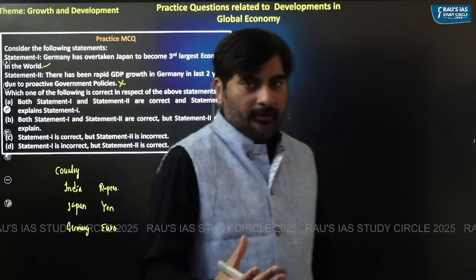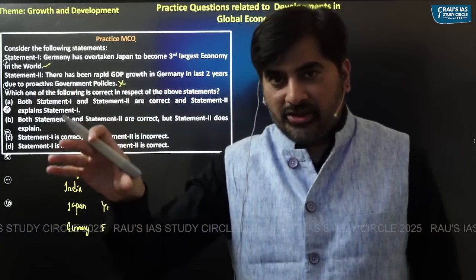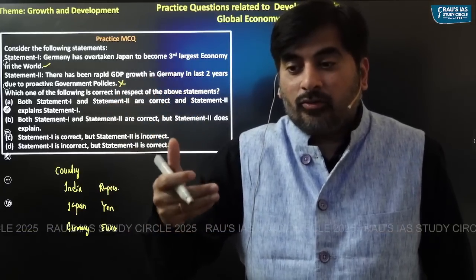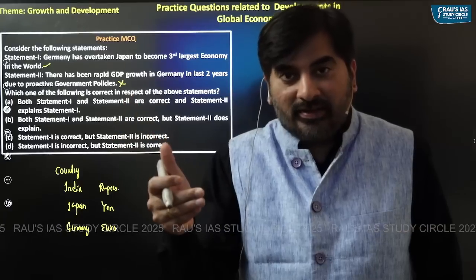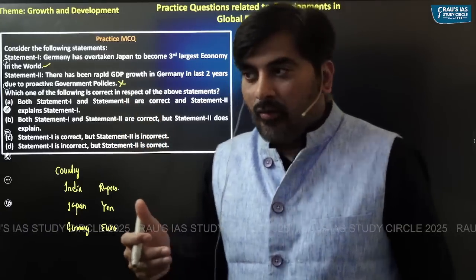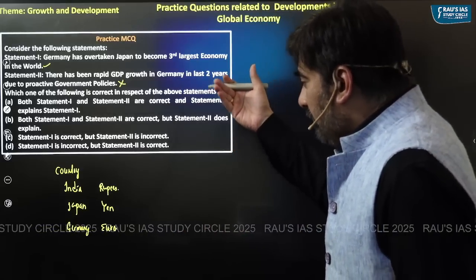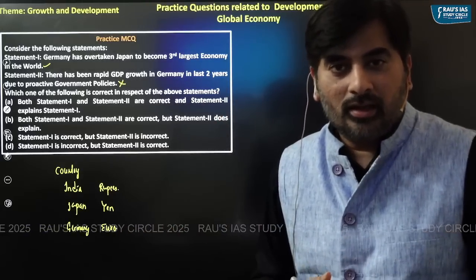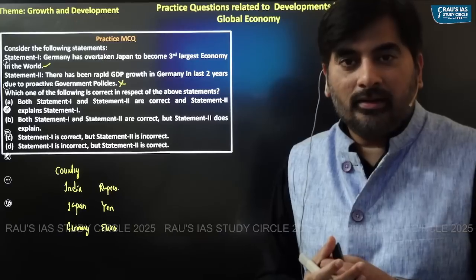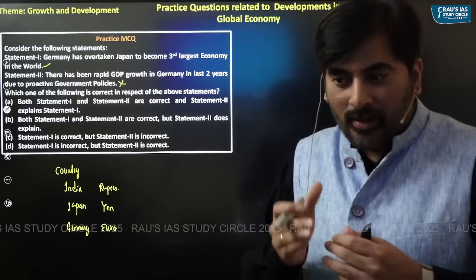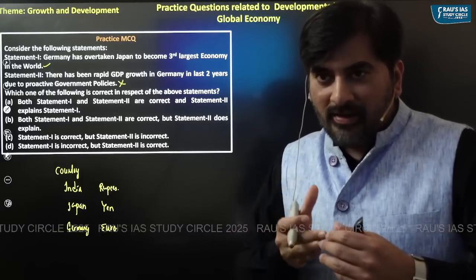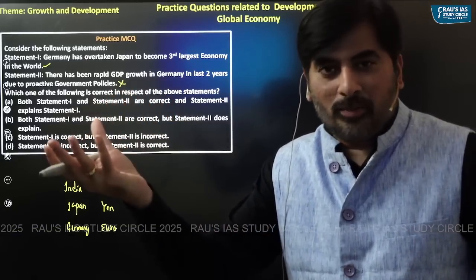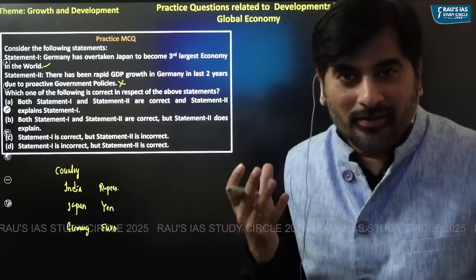Now the problem here is that because the countries are measuring GDP in their own currencies, it becomes quite difficult to compare the GDP sizes of these countries. For example, I can't compare Indian GDP with Japanese GDP because the currencies happen to be different. So how can we compare the GDP size? By converting the GDP size of the countries into one common currency. Obviously, that common currency happens to be the dollar, right?